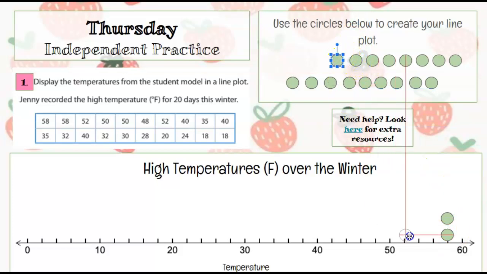Then we've got 52, 50. I'm going to keep going until I have all of my numbers plotted. 50 again. And I've got 48, 52 again. Just make sure those are lined up as well.